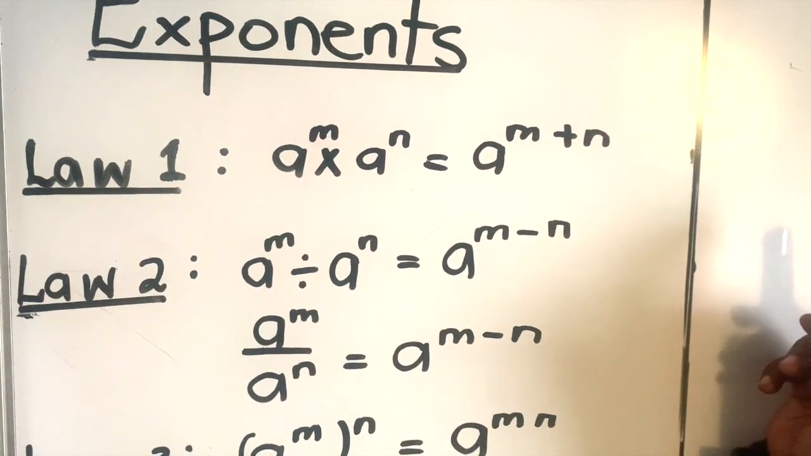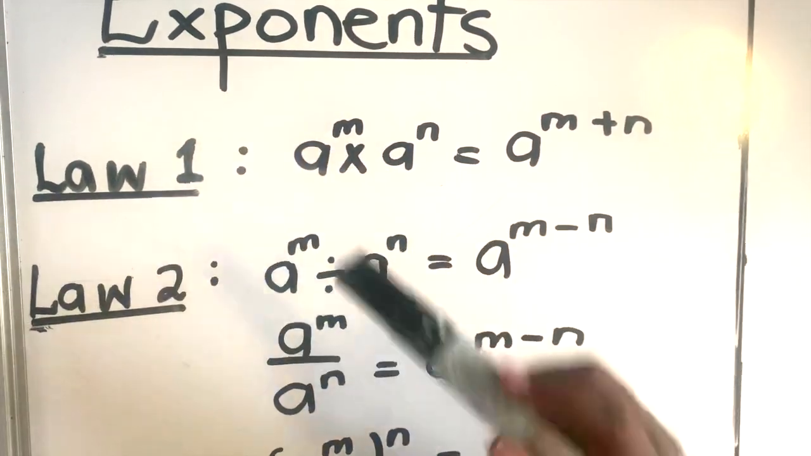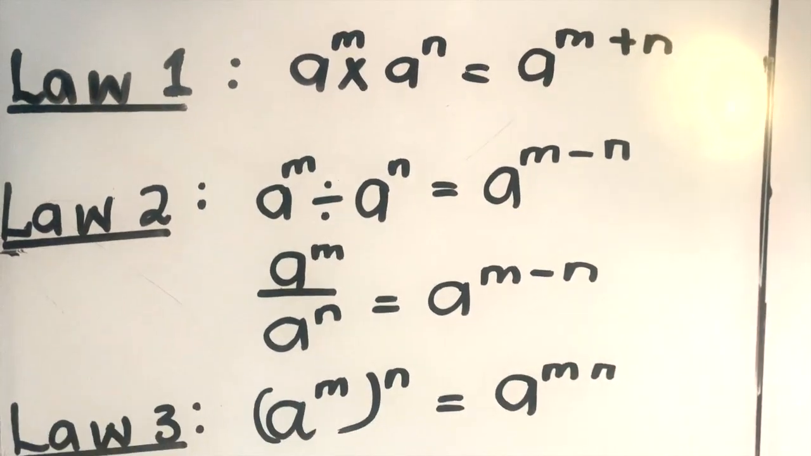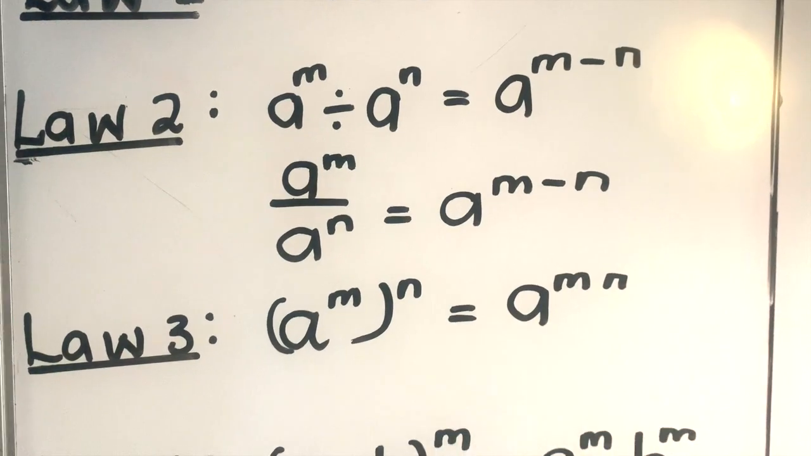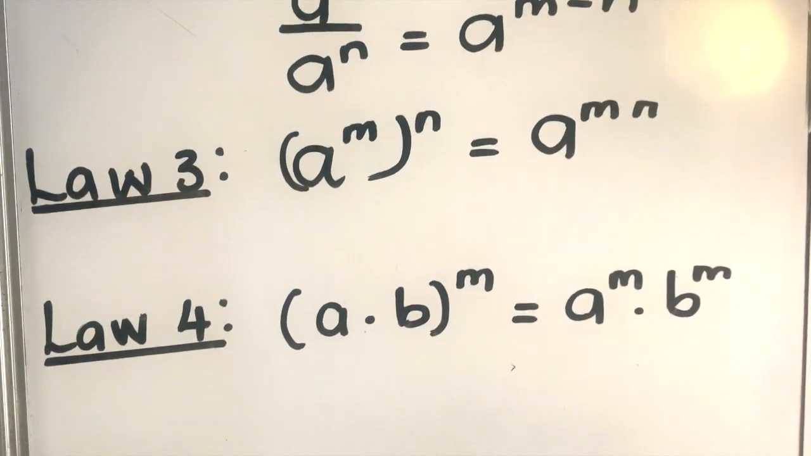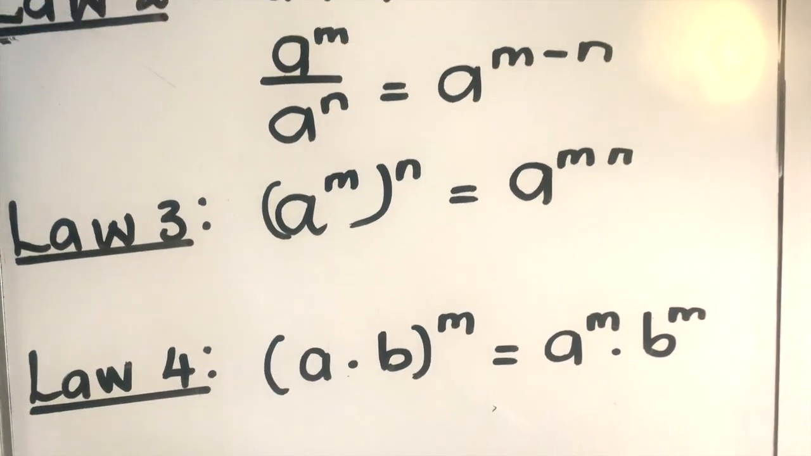So law 1, I'm going to call them law 1. With law 1, it says when you multiply. Now, all the laws of exponents only work with multiplication and division. Addition and subtraction don't work. You cannot apply the laws of exponents with addition and subtraction. It's only multiplication and division.